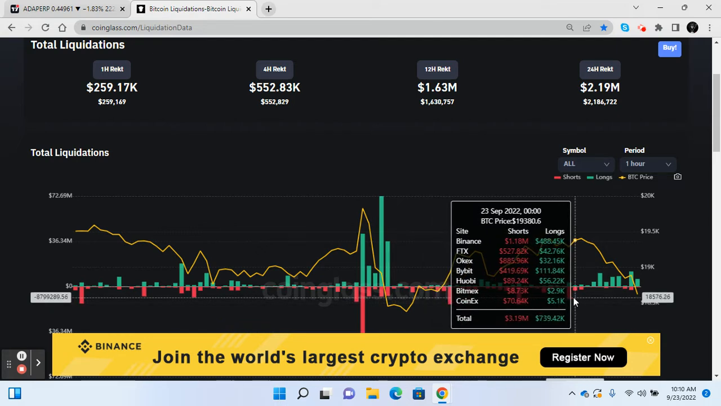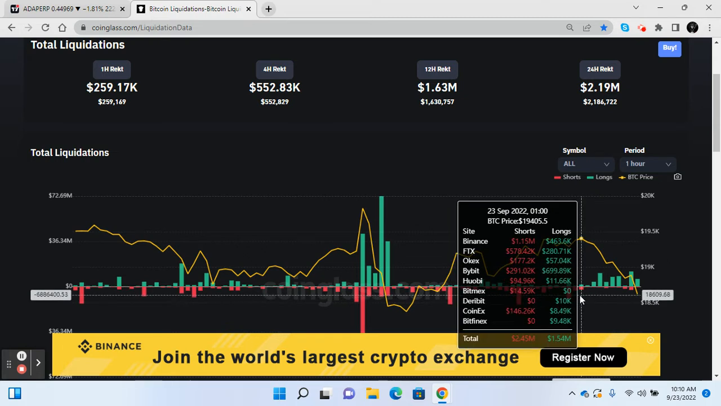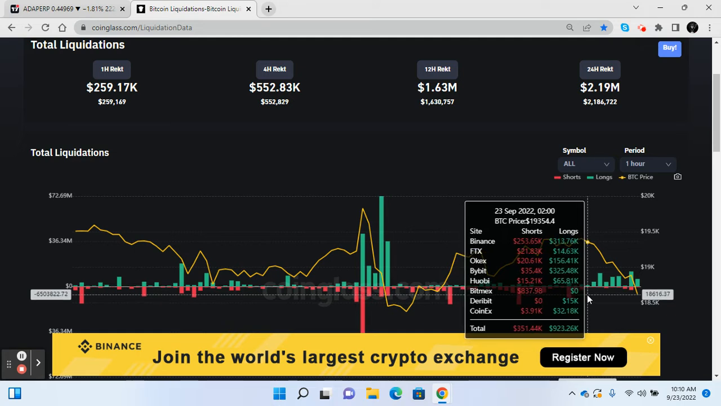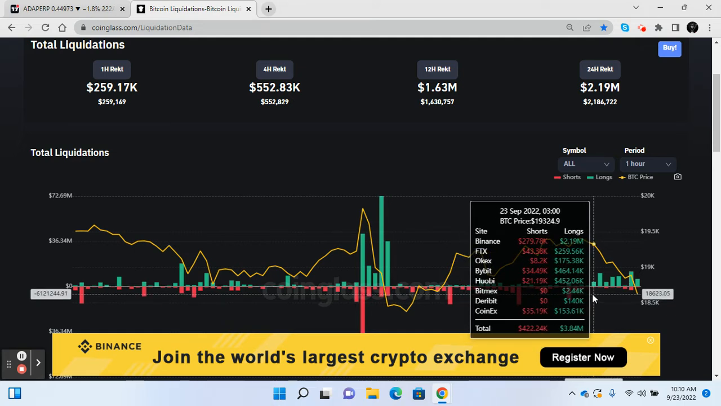So look at the next hour. You had 3.9 million shorts and only 730K longs, and then you had more shorts. Okay, here we go. This is what you really want, and this is when you're really going to see a drop. We got 3.8 million longs. That's a lot, and you only got 422,000 shorts.